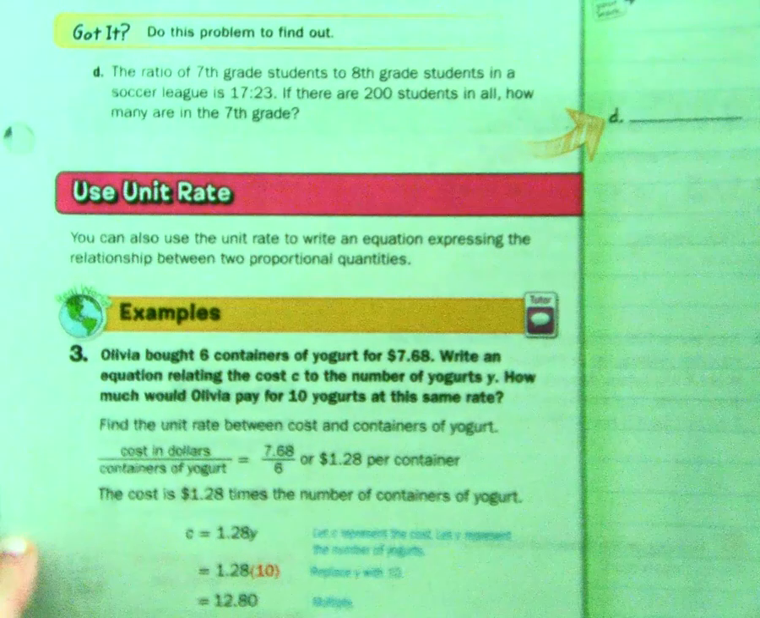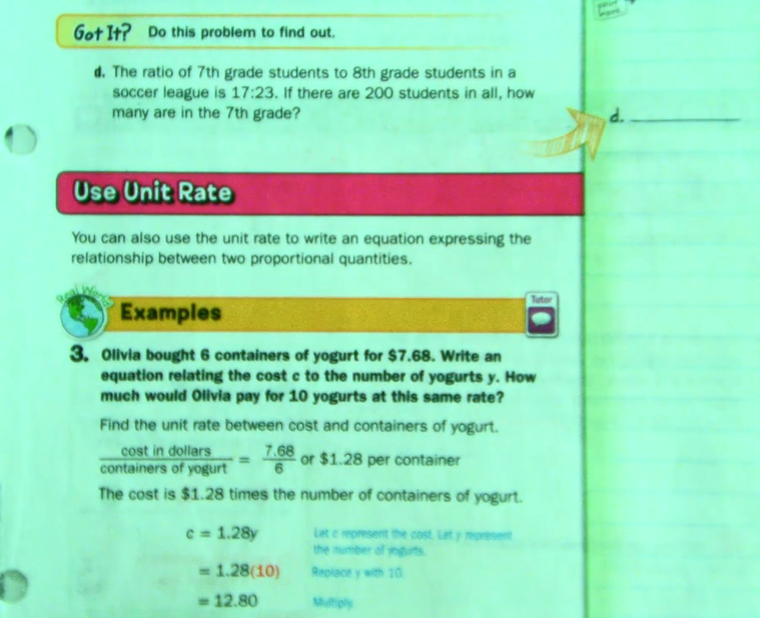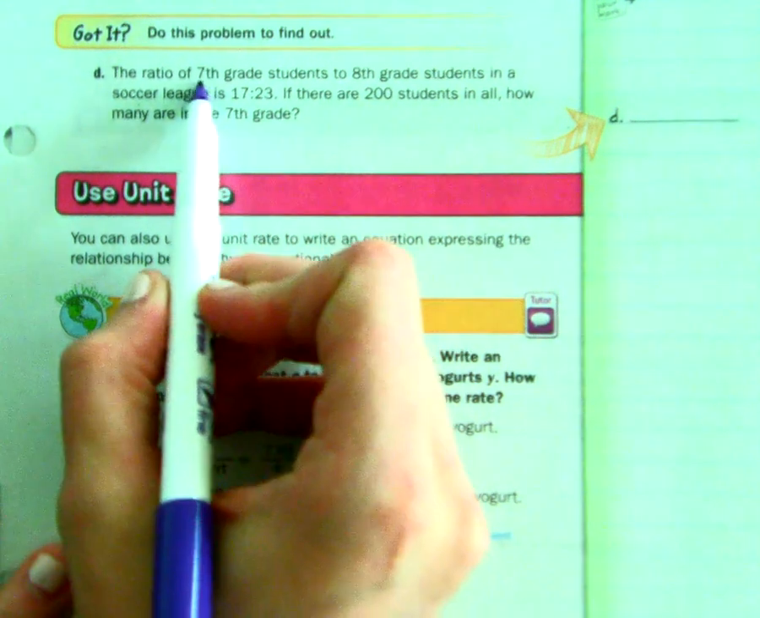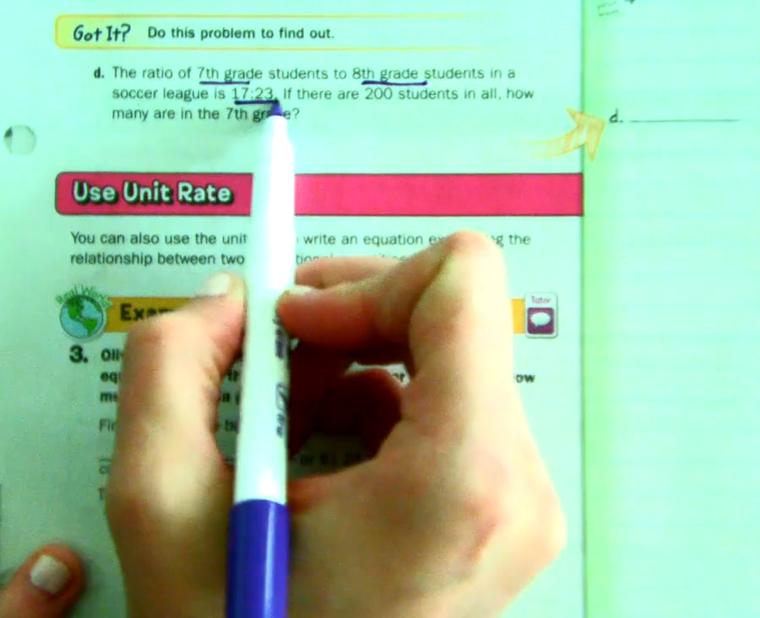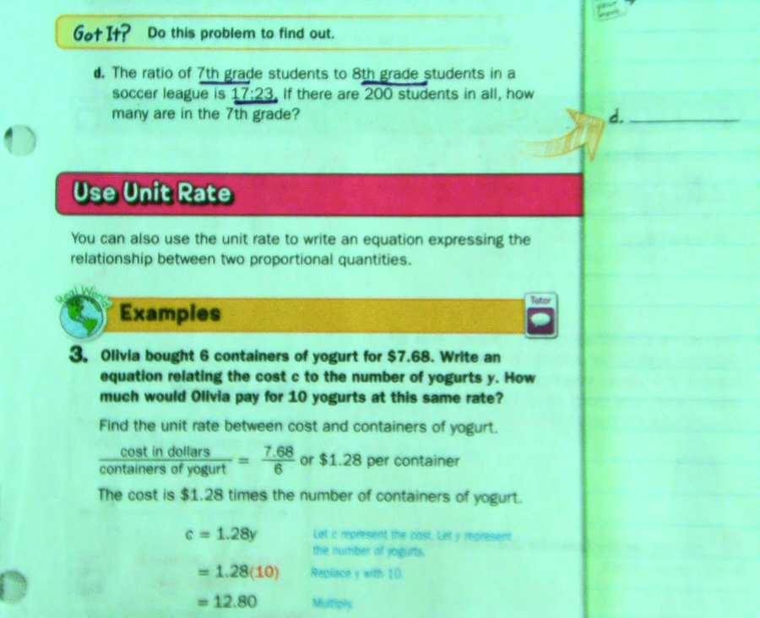The ratio of 7th graders to 8th grade students in a soccer league is 17 to 23. If there are 200 students in all, how many are in 7th grade? Okay, so we got to figure out what is important to us here. We know that we have a ratio of 7th grade to 8th grade, which is 17 to 23. So for every 17 7th graders, there's 23 8th graders. And I want to know, if I have 200 students altogether, based on what I have right now, how many 7th graders would I expect to have?